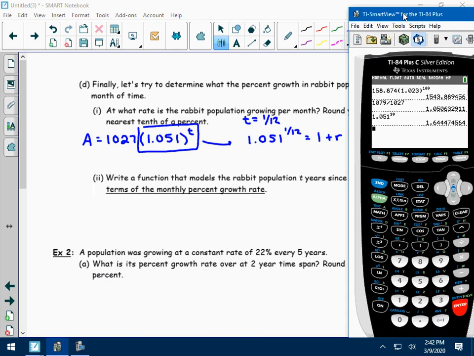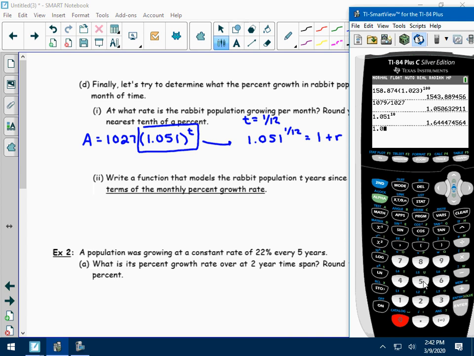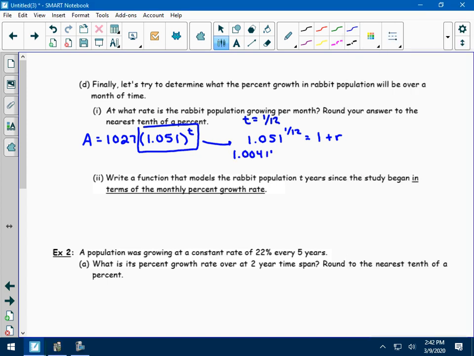Okay, so I'm going to go over to my calculator. 1.051 raised to the 1/12 is that number, 1.004153, blah, blah, blah, equals 1 plus R. Subtract the 1. We're going to get that R equals 0.004153. It said round to the nearest 1/10 of a percent. So we want to move the decimal place 2 to the right. Nearest 1/10 would just be 0.4%. So it's growing by 0.4% per month.